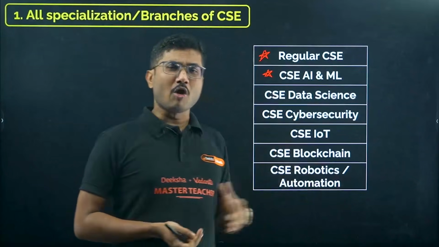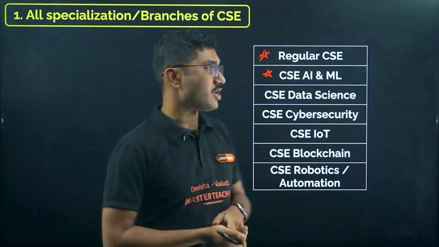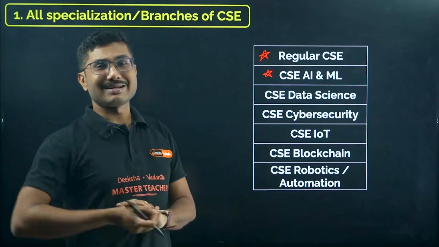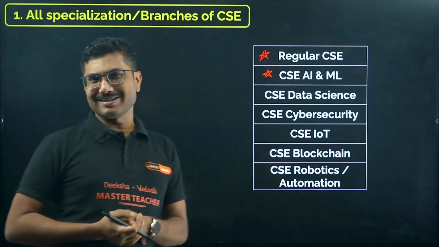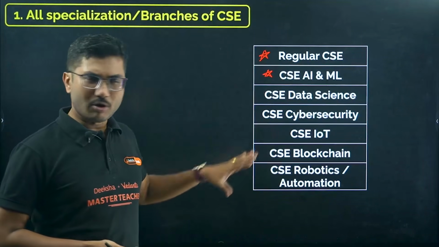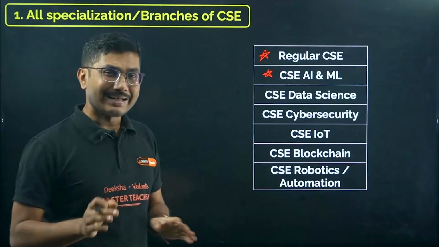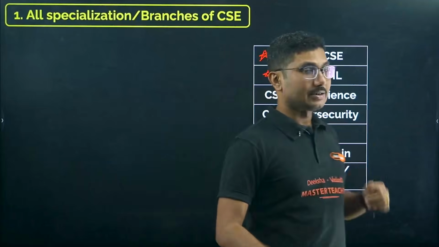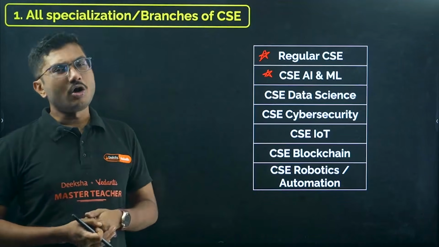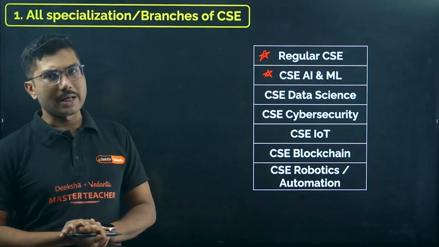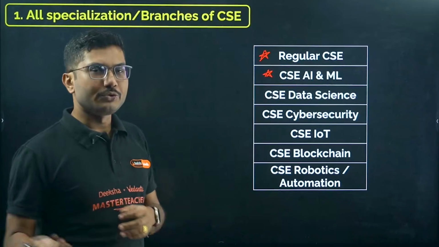Blockchain generally no one offers directly as a branch, but you can choose it as a CSE specialization. If you choose regular CSE, at a later stage you can choose blockchain as a specialization. You may have heard about cryptocurrencies, which is basically the idea of blockchain. Last is robotics and automation. Robotics and automation can come with AI as a branch at the beginning. AI and robotics, AI and automation, or robotics and automation are also considered branches. So these are the main branches available for you to choose at the beginning.